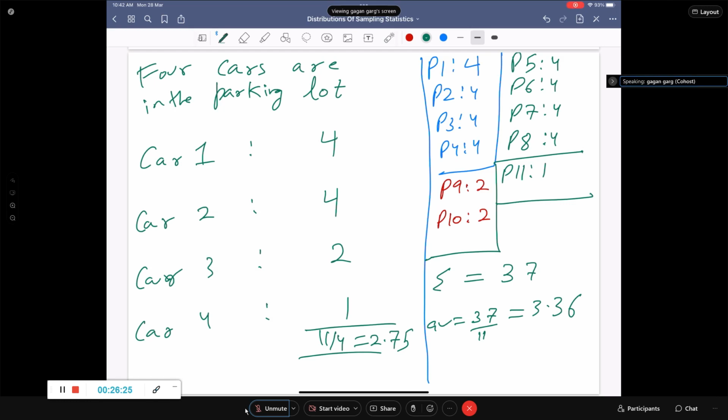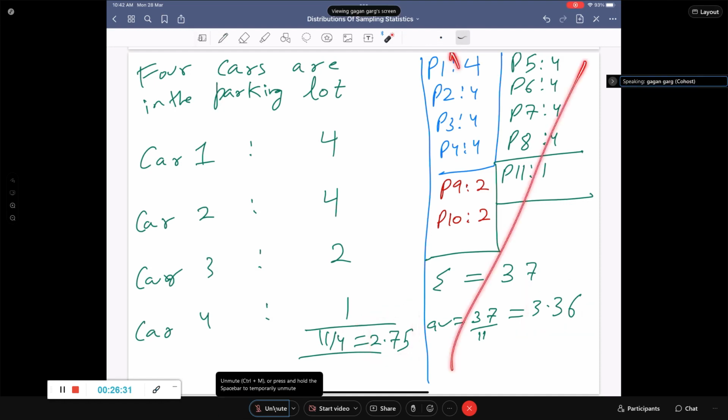So do you see the huge disparity in the two? This is 2.75 and this is 3.36. And this is wrong. This is completely wrong. And this is what the company did.